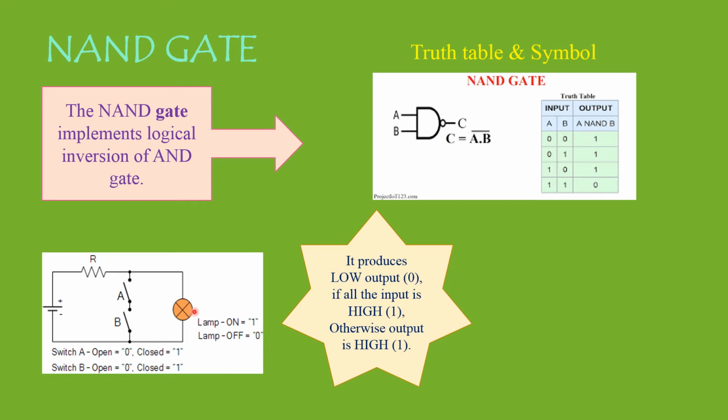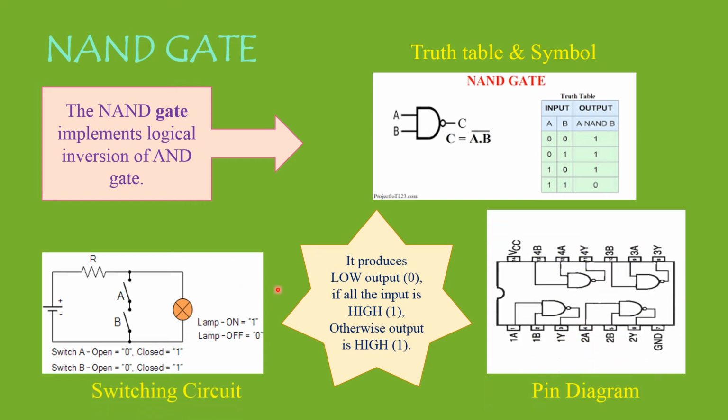So coming to your IC. What is the IC used for your NAND gate now? It's nothing but IC 7400. Here also you will have four NAND gates within a single IC.